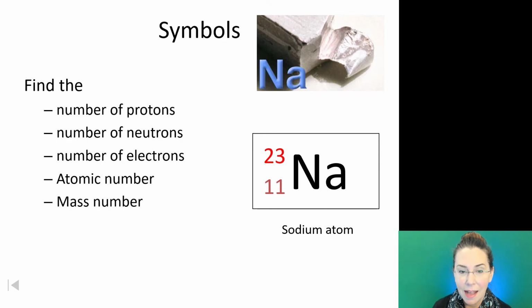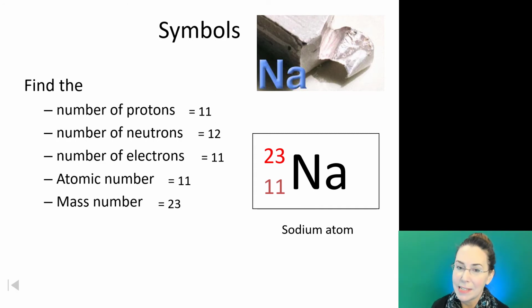So sodium would have 11 protons, 12 neutrons, because 11 plus 12 is 23, and that would equal our mass number. Our electrons would be 11. Once again, electrons will be the same as protons in an electrically neutral atom. Our atomic number will be 11, and our mass number is 23.